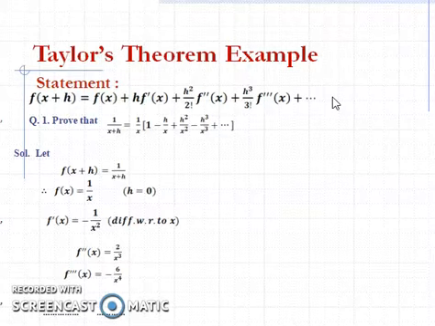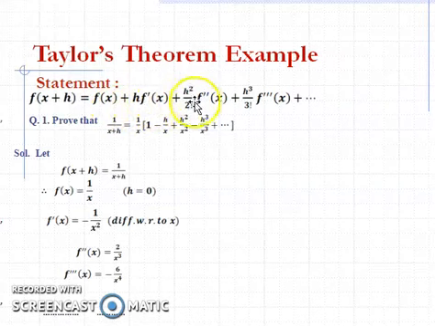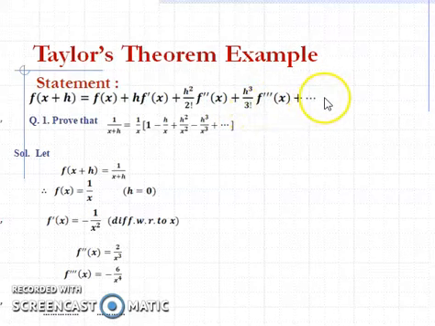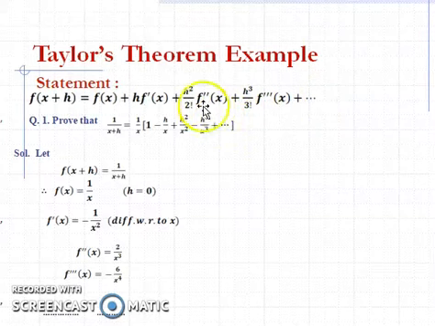Again, I repeat the statement of Taylor's theorem. f of x plus h equals f of x plus h into f dash x plus h square divided by factorial 2 f double dash of x plus h cube divided by factorial 3 f triple dash of x plus dot dot dot, and many more. Now let us see the example related to Taylor's theorem.